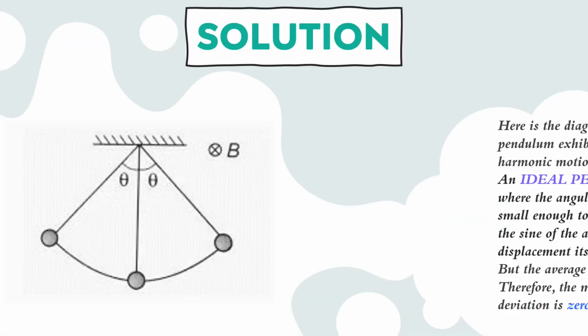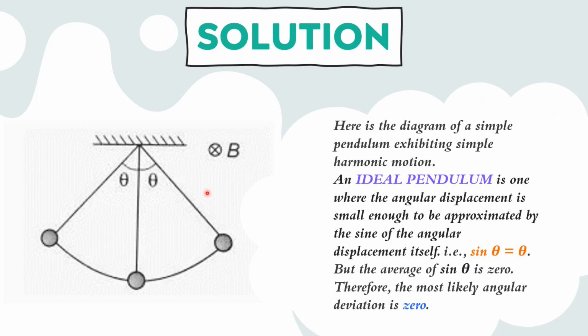Solution. Here is the diagram of a simple pendulum exhibiting simple harmonic motion. An ideal pendulum is one where the angular displacement is small enough to be approximated by the sine of angular displacement itself. That is, sin theta equals theta. But the average of sin theta is 0. Therefore, the most likely angular deviation is 0. Hence, the right answer to the question is option A.